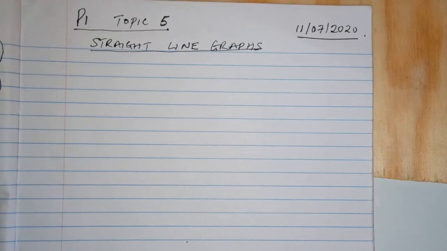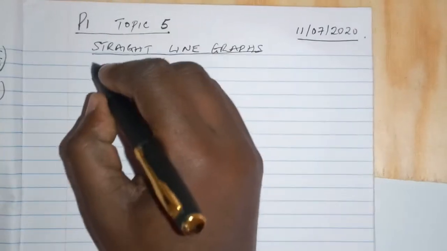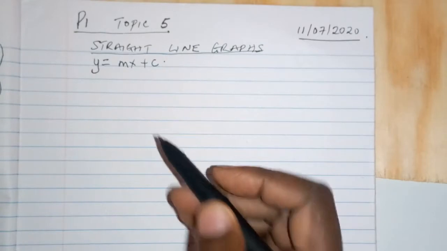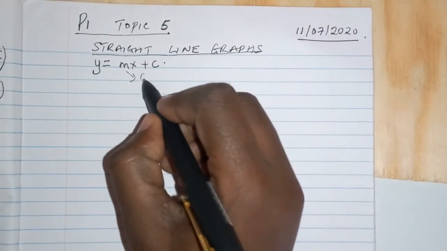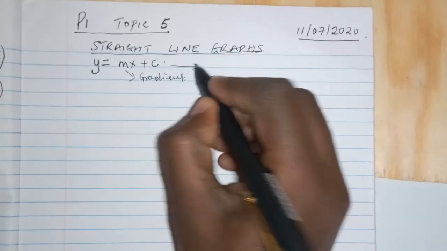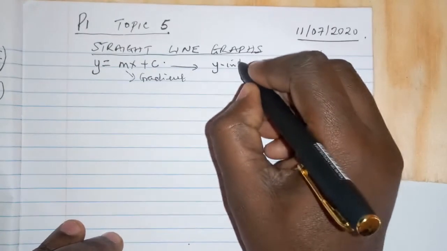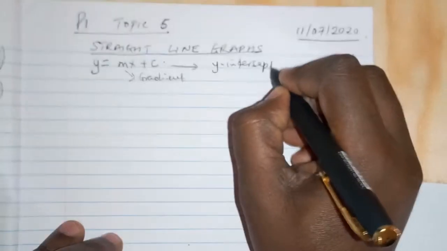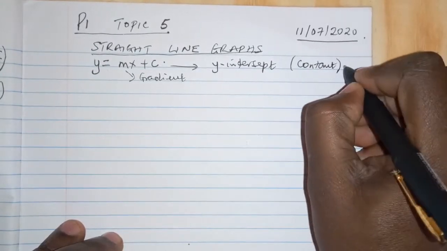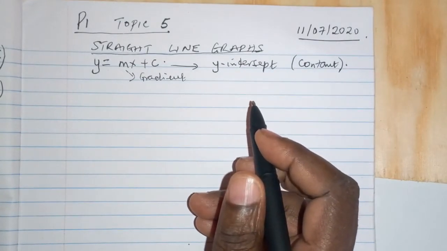2020. And as you know, the general equation of a straight line is in the form y equals mx plus c, where m is the gradient and c is the y-intercept. Some people will call it the constant. That is what we already know.